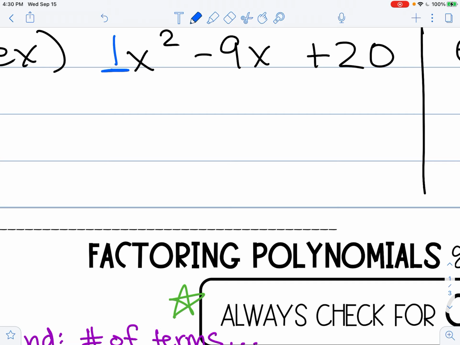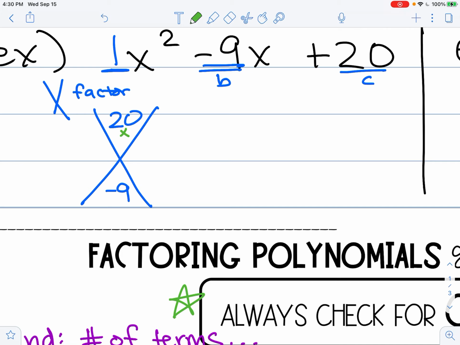So now I have to think, okay, what will multiply to 20 and add to -9? So what are the factors of 20? Let's think about that. Well, I know 1 and 20. Can 1 and 20 add or subtract to 9? Nope. So we're going to cross that one out. What's another factor of 20?